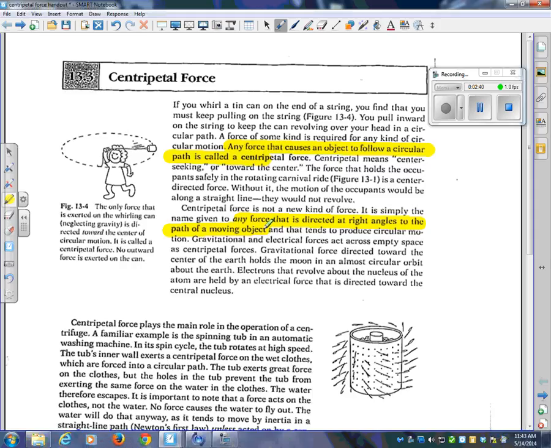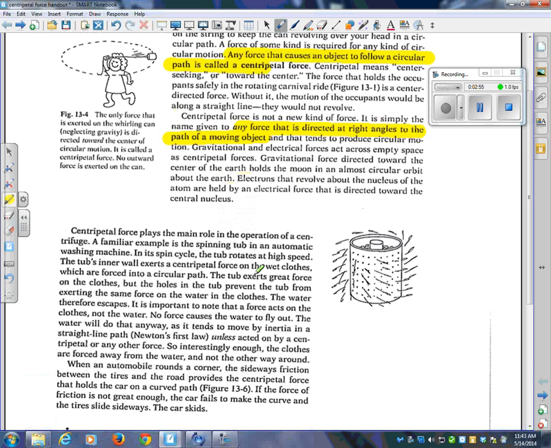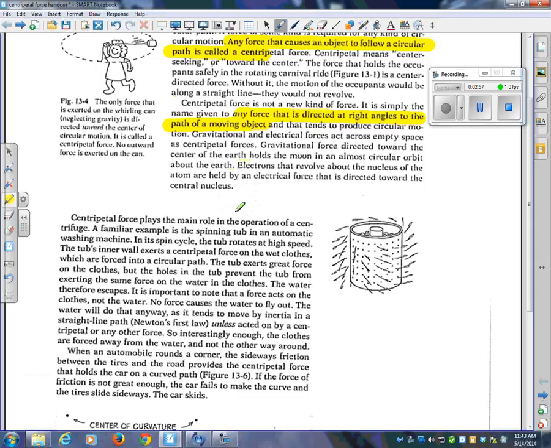Gravitational force directed toward the center of the Earth holds the moon in an almost circular orbit about the Earth. Electrons that revolve around the nucleus of an atom are held by an electrical force that is directed toward the central nucleus. Centripetal force plays the main role in the operation of a centrifuge. A familiar example is the spinning tub in an automatic washing machine.